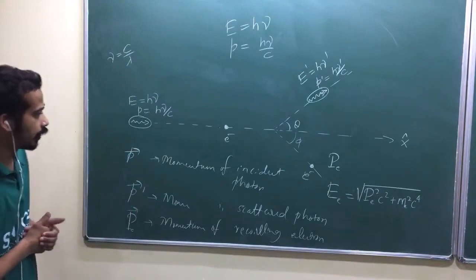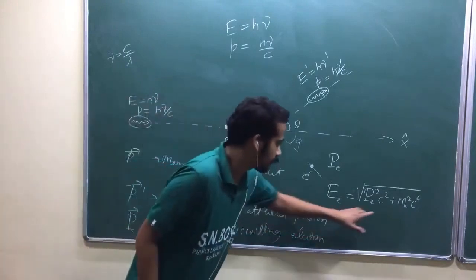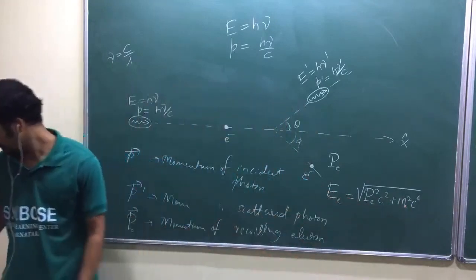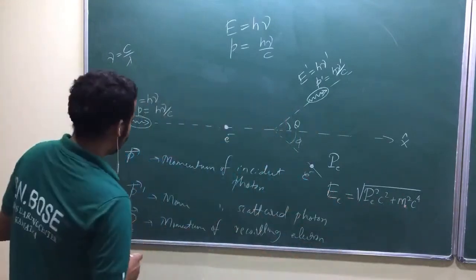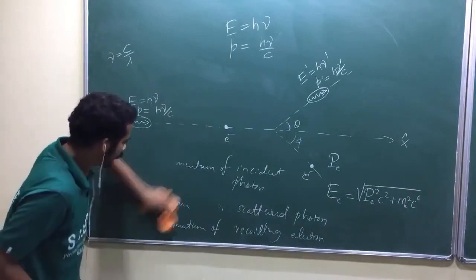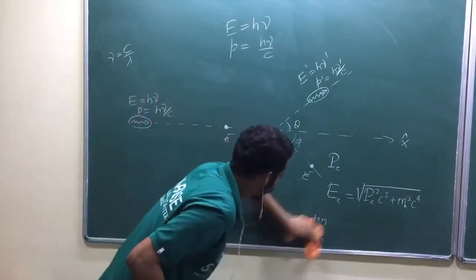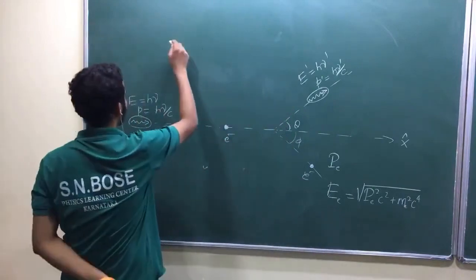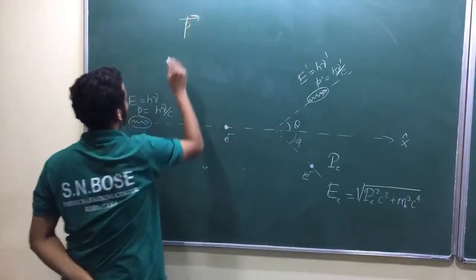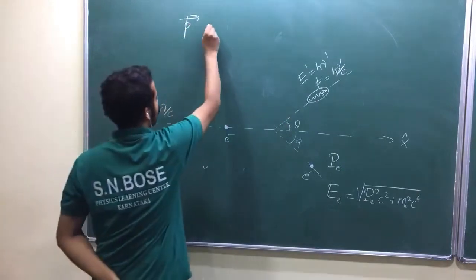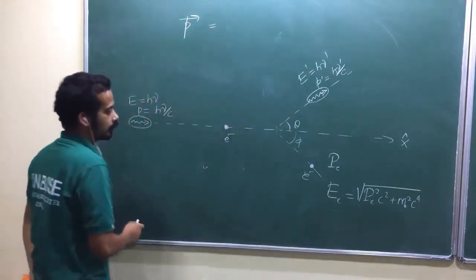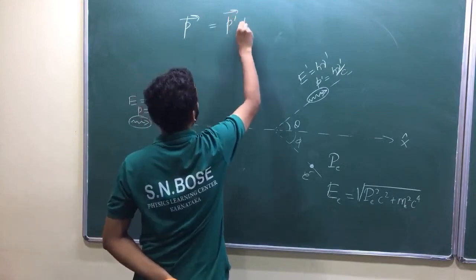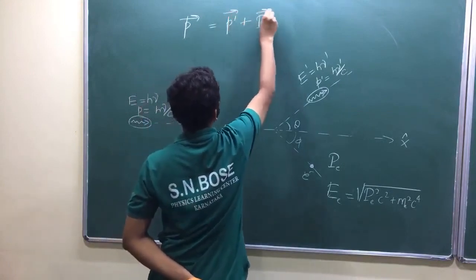So now in this one again, we should take relativistic energy. I have taken this formula directly. m is the rest mass of the electron. Okay, now look at here. So now I have to apply two conservations. One is conservation of momentum, the other is conservation of energy. Conservation of momentum says the momentum of the incident photon is equal to the momentum of the scattered photon plus the momentum of the electron.